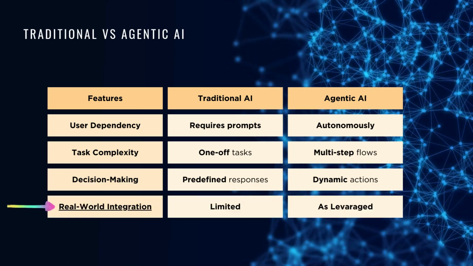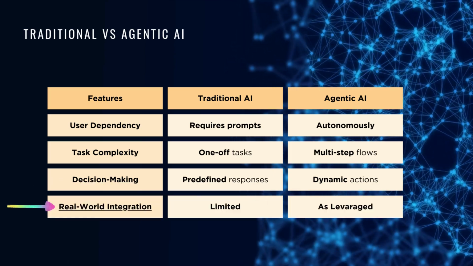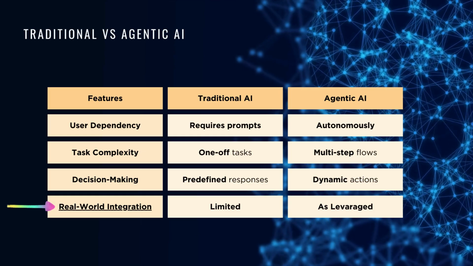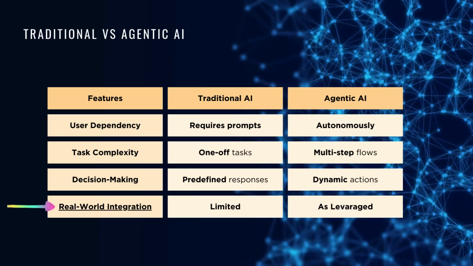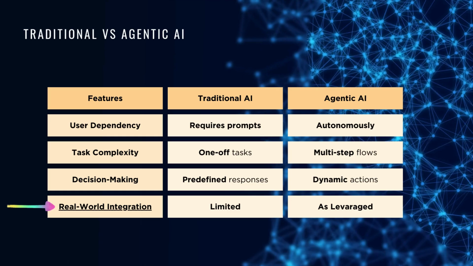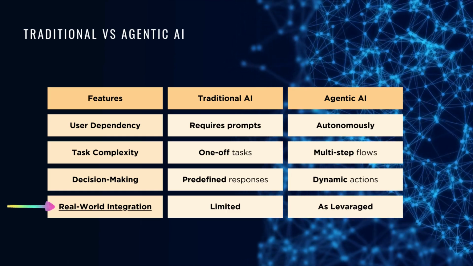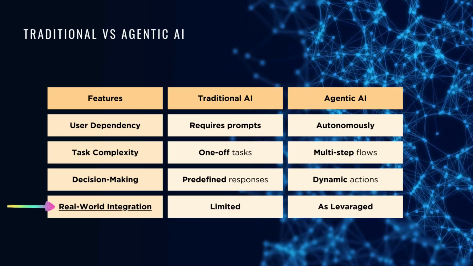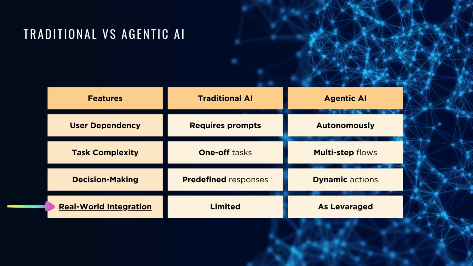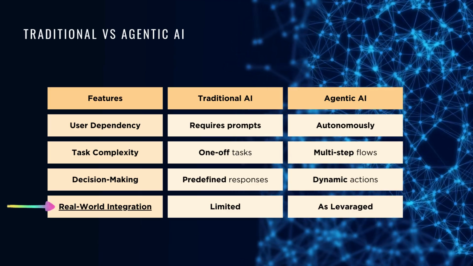In terms of real-world integration, only certain limited automation is possible with traditional AI, but agentic AI can interact with external applications and APIs. APIs are like function calls to an existing library.